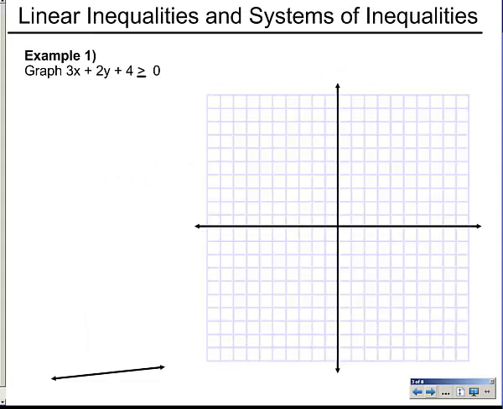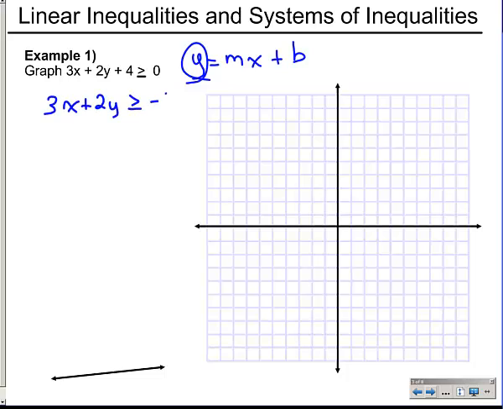Example 1, we want to graph 3x plus 2y plus 4 is greater than or equal to 0. Now in order to do this graph, you have to put it in slope-intercept form. That is y equals mx plus b. Basically, you're just solving for y. So the first thing I'm going to do is move the 4 over, so 3x plus 2y is greater than or equal to negative 4.